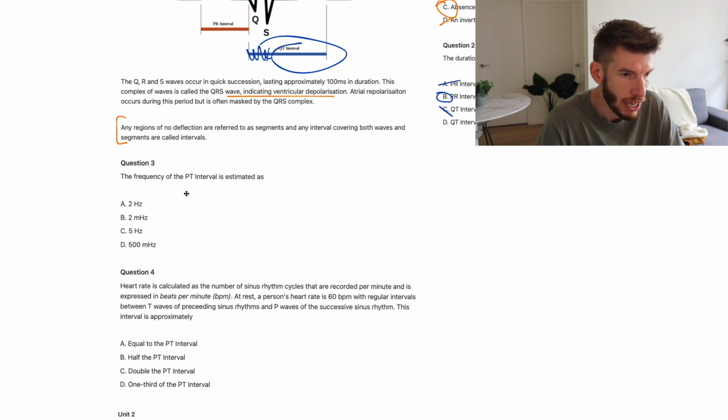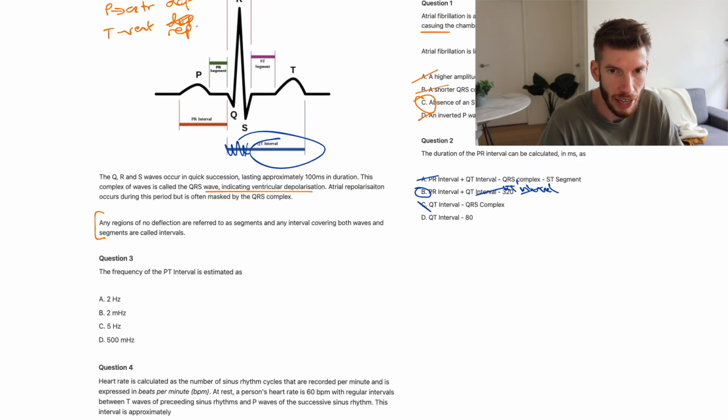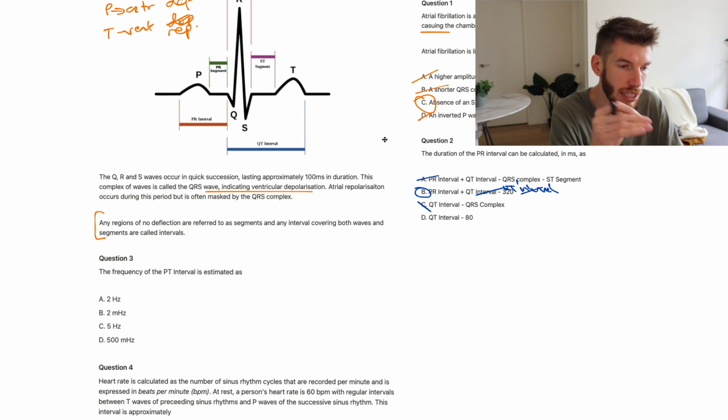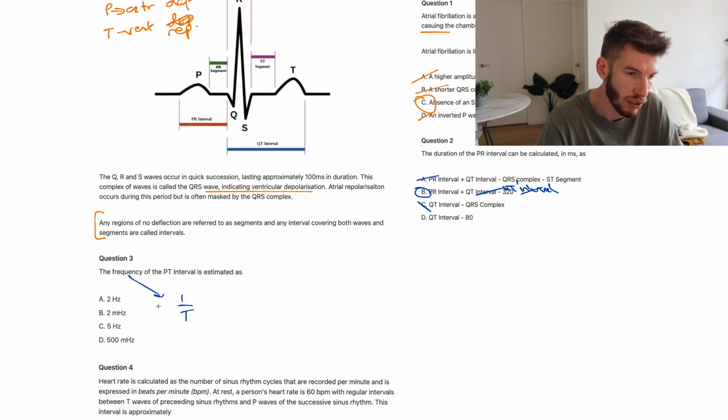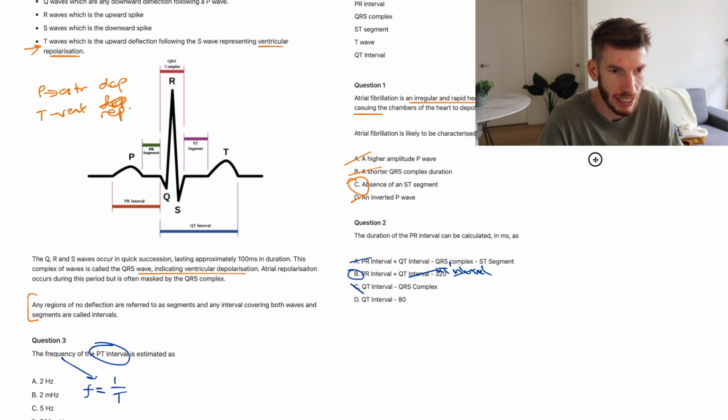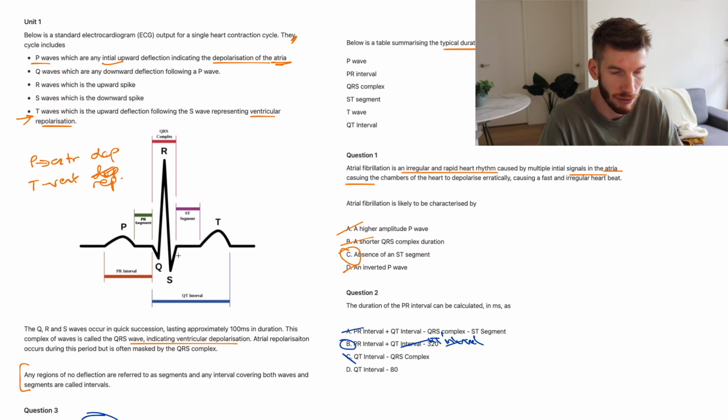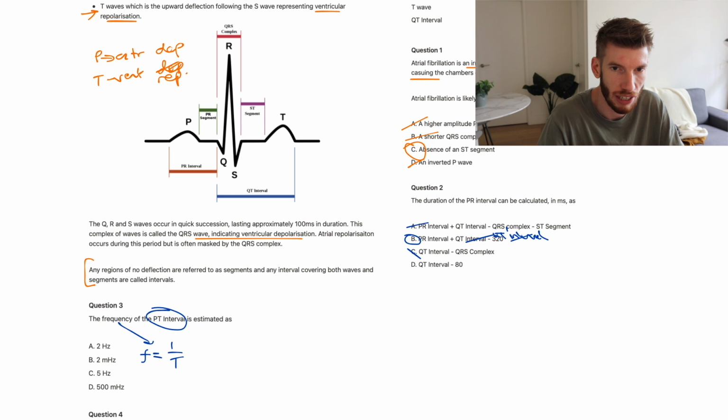Then question 3, we have the frequency of the PT interval is estimated as. So this is where now a bit of wave theory, which I cover in the most recent physics crash course video from last week, is being used. So frequency of any wave is the inverse of the time period or the interval of that wave. So we're looking for the PT interval. Now this is a bit of a trick because if you look to the question, there is no PT interval in the table. There's not even a mention of it on the graph. So what this is doing is relying on this definition of what is an interval. And it says an interval is any section covering both waves and segments.